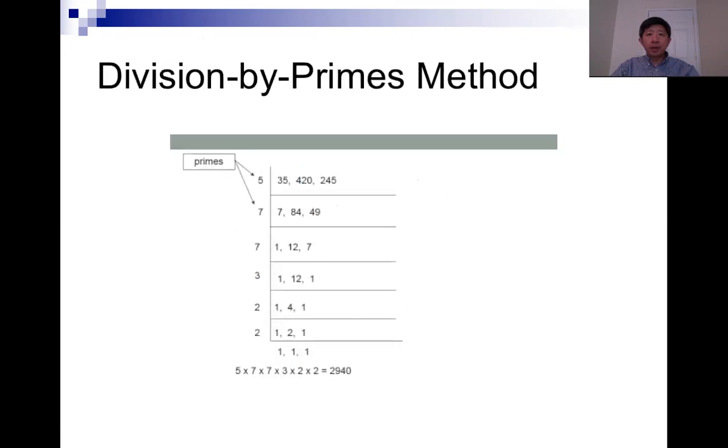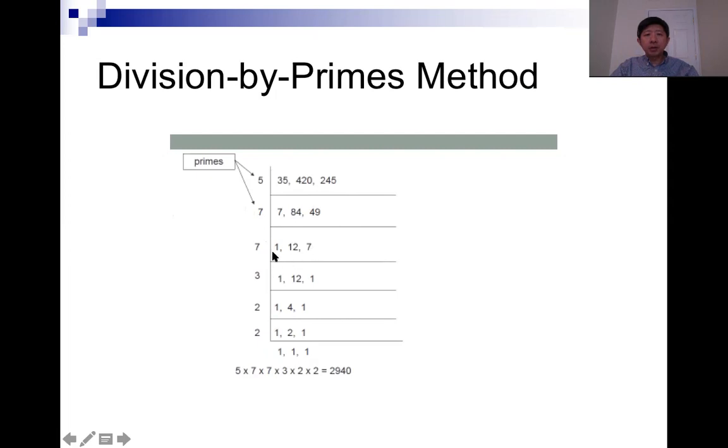And next, we use the division by prime numbers method. If we start with 5, 35 divided by 5 gets 7, 420 divided by 5 gets 84, and 245 divided by 5 gets 49. And next, we find 7. Take 7 divided by 7, got 1. 84 divided by 7 is 12. 49 divided by 7 got 7.